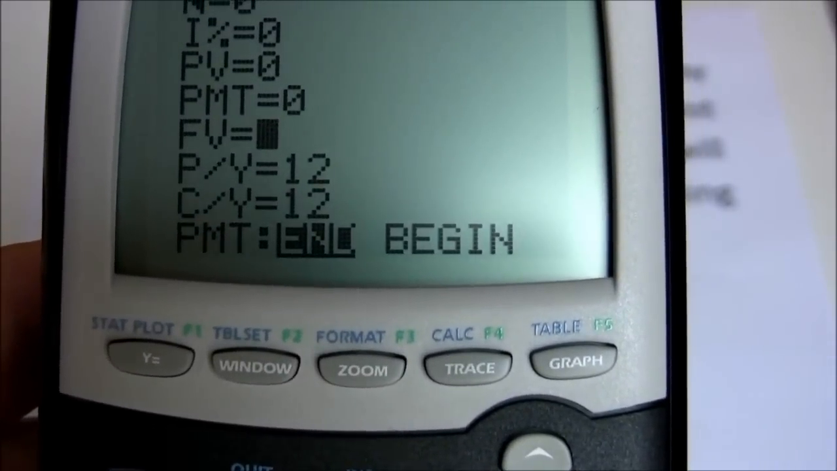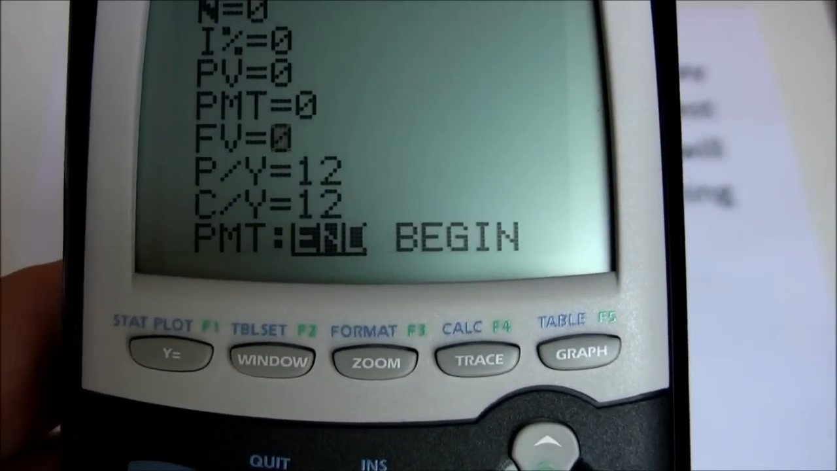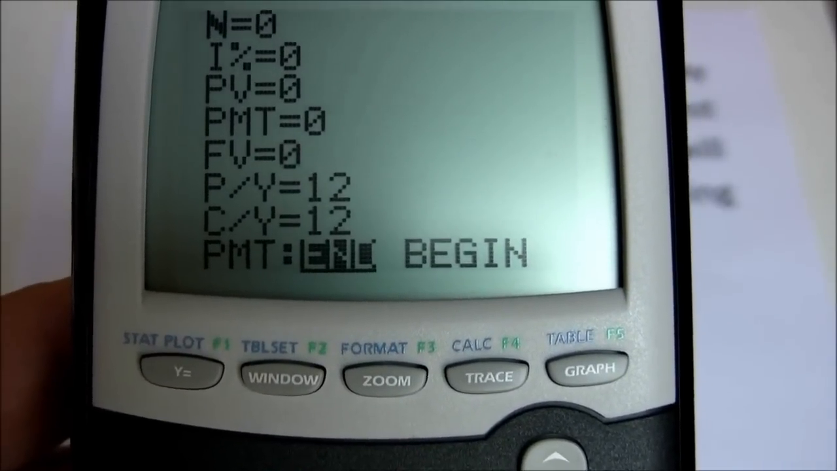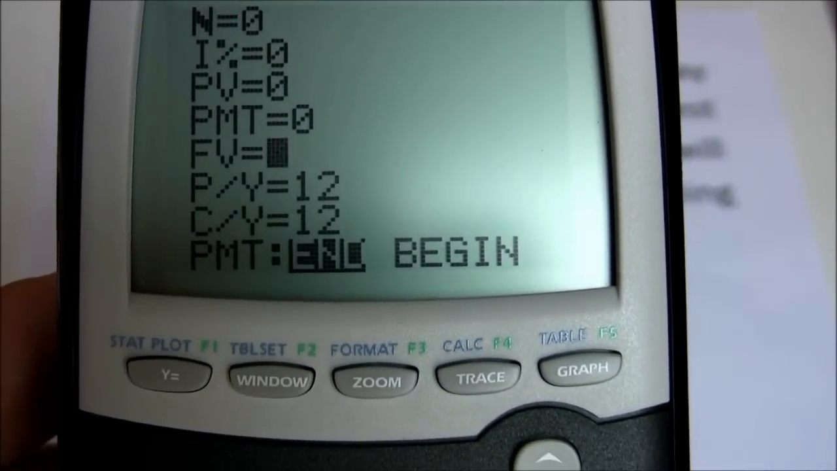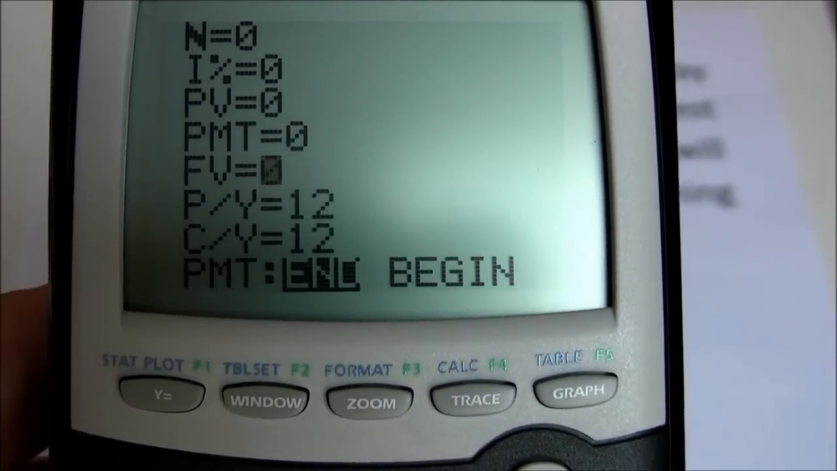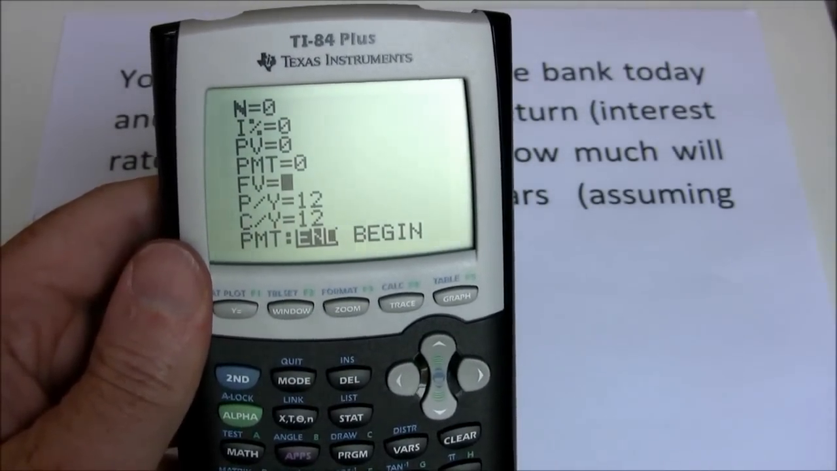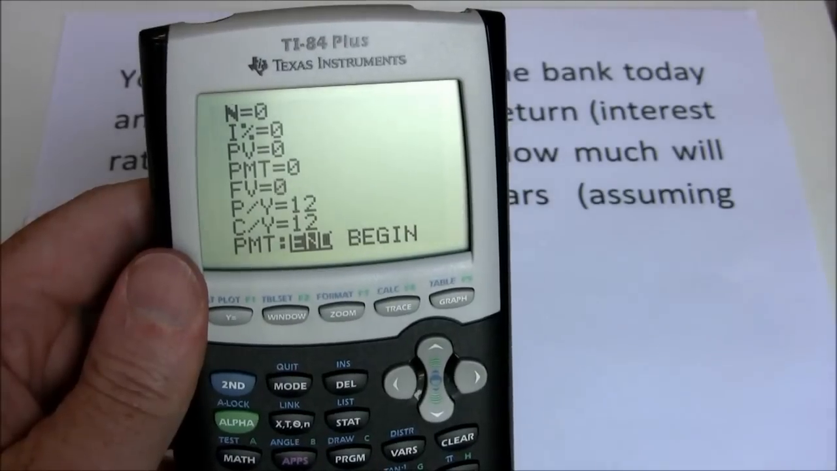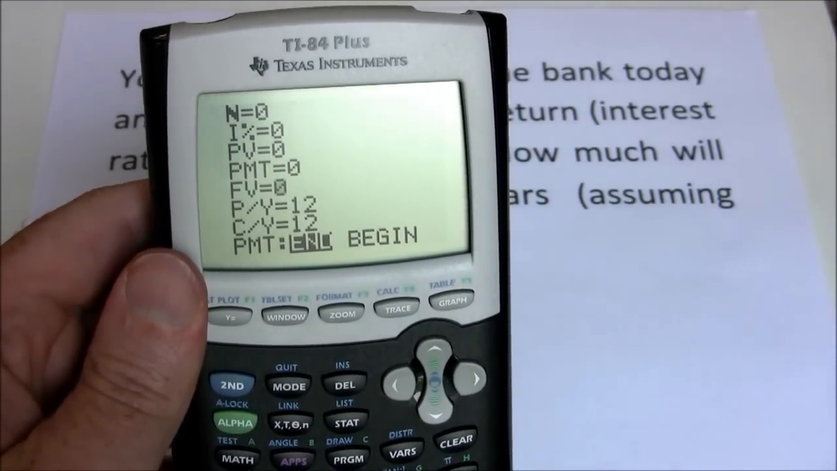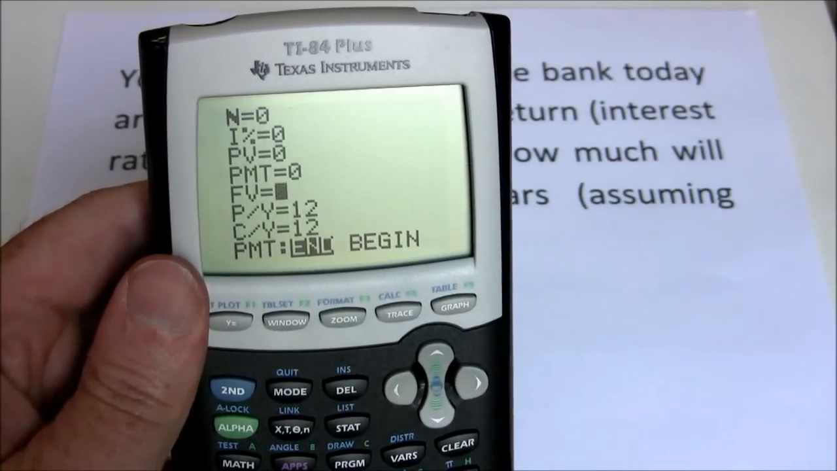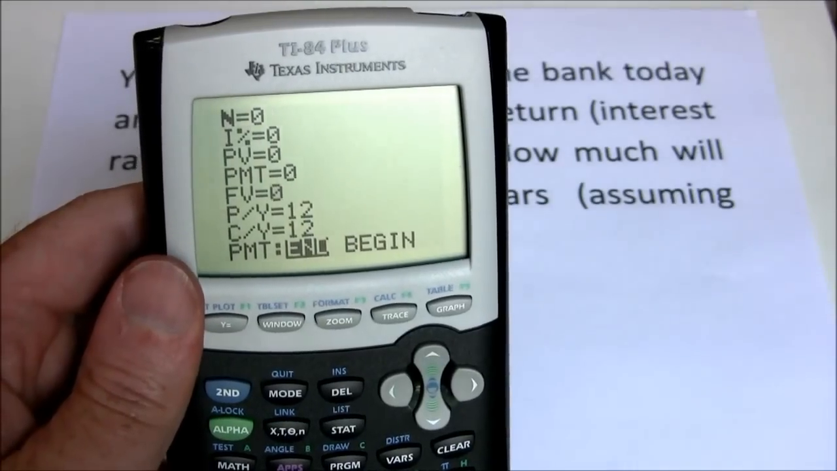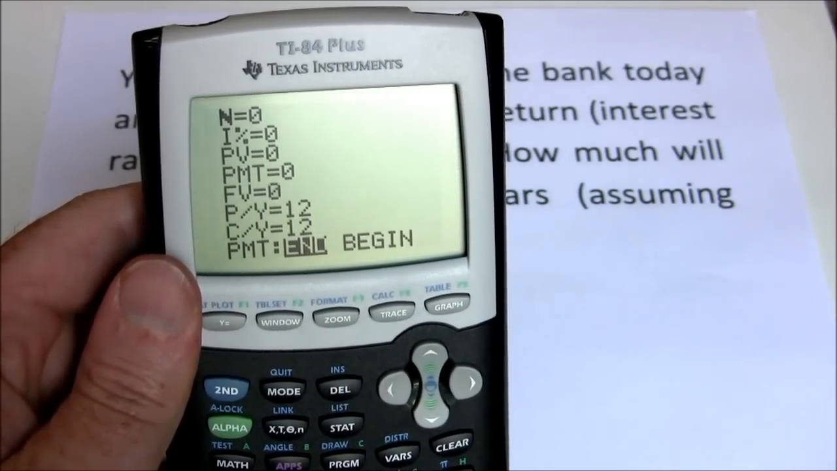We also see at the bottom there payment, end or begin. And that's just for annuities. Do you want your cash flows coming at the end of each period or the beginning? Are you making that mortgage payment at the beginning of each month or the end of each month? And that doesn't mean is it July 1st or July 31st, but what that means is, is it before we've had time to accumulate interest or after we've had time to accumulate interest?